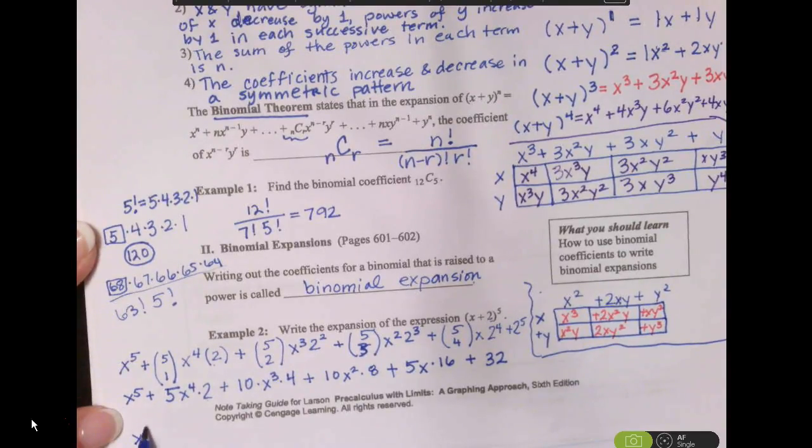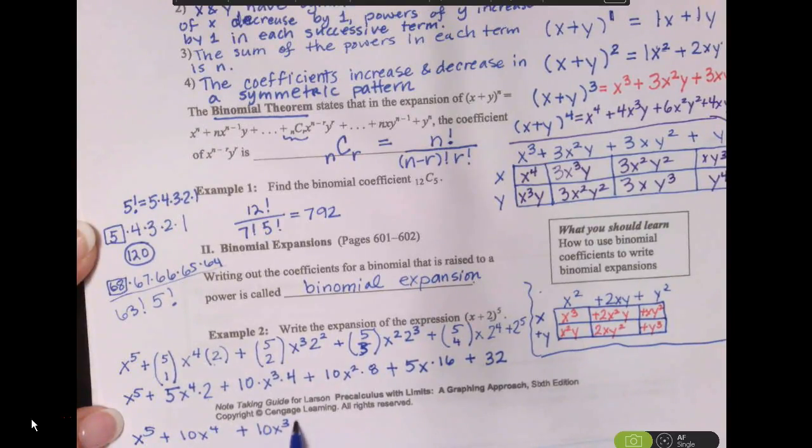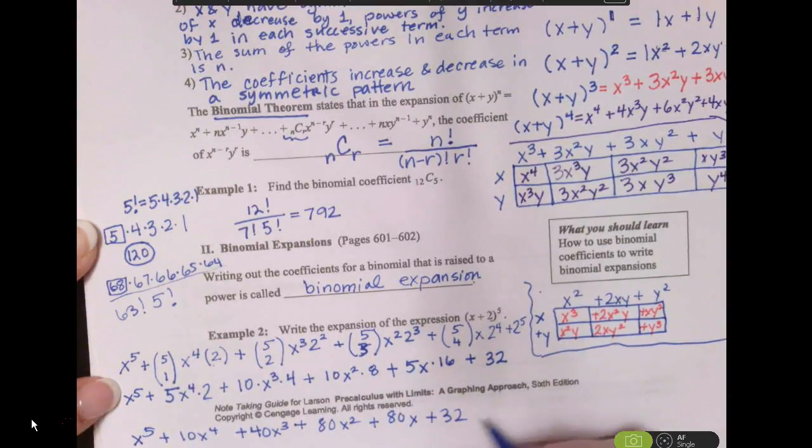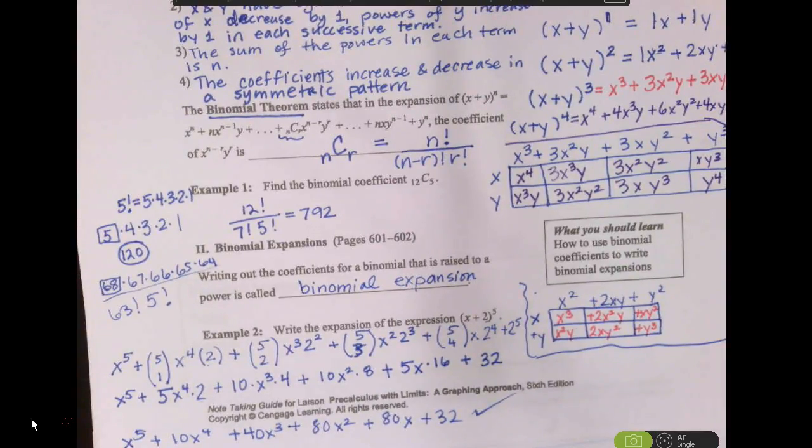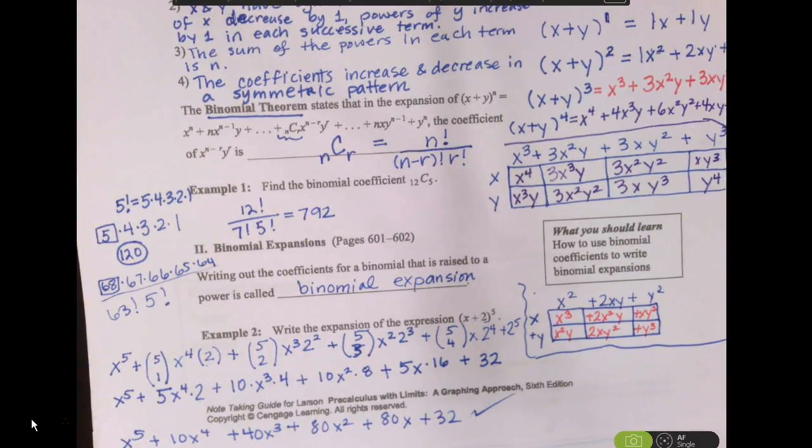So I have x to the 5th plus 10x to the 4th plus 10x to the 3rd, plus 40 x to the 3rd, plus 10 times 8, 80, x squared plus 5 times 16 is also 80, x plus 32. So this right here is the binomial expansion of x plus 2 to the 5th.